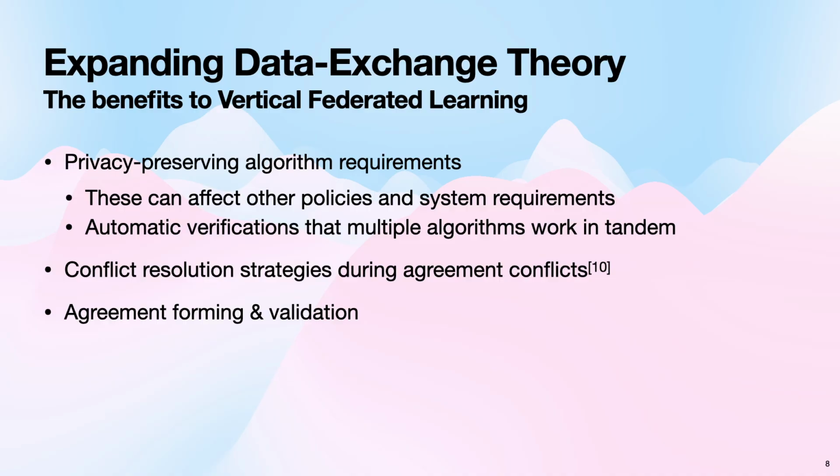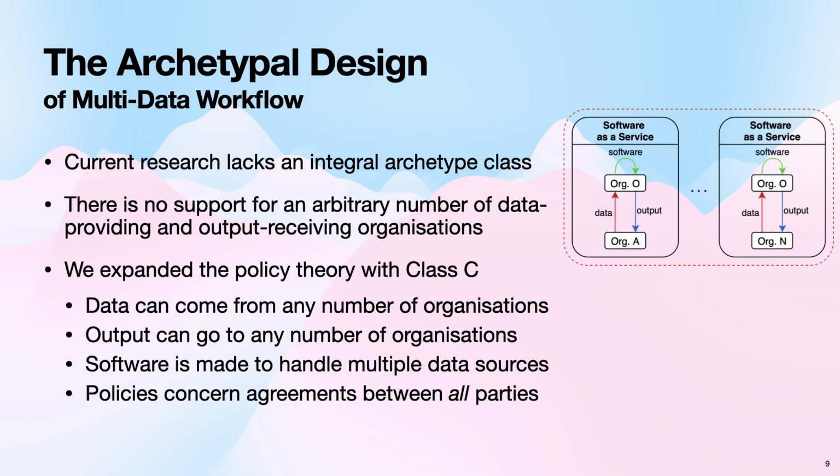Finally, automatic verification can guide the policy-making efforts, as it can check whether sets of policies can work in tandem. This could be achieved with a formal normative language such as EFLINT. When we consider current data exchange archetypes defined in previous research, we notice the lack of an integral archetype class. When we try to model VFL workflows, the current classes offer no support for an arbitrary number of data providing and output receiving organizations.